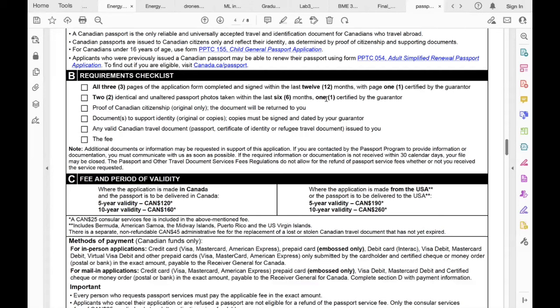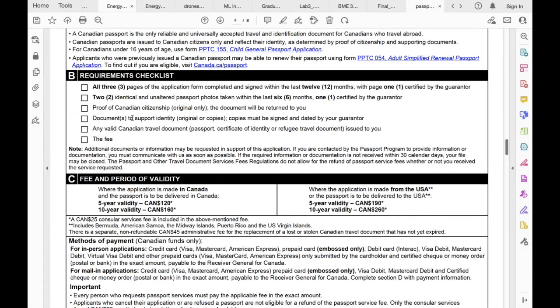Okay, so this is very important. Back of the photo, your guarantor needs to write something which we're going to discuss later, and they validate it. Proof of Canadian citizenship. This is your Canadian citizenship certificate. You need to take the original with you. They will ask there, and once they check it and validate it, they will give it back to you.